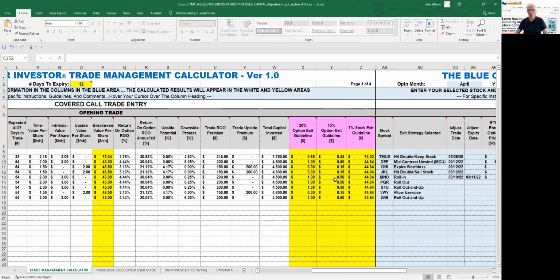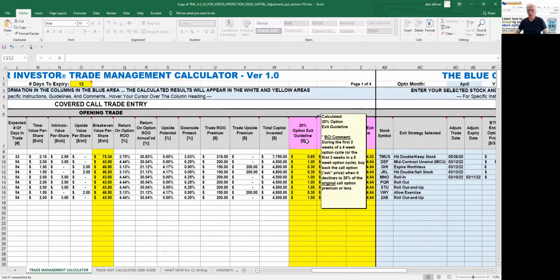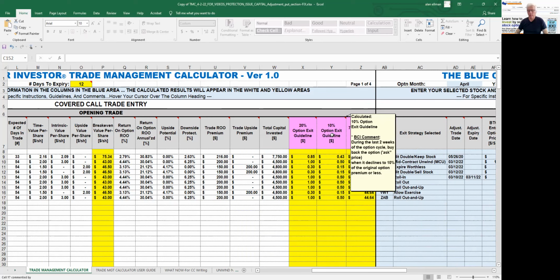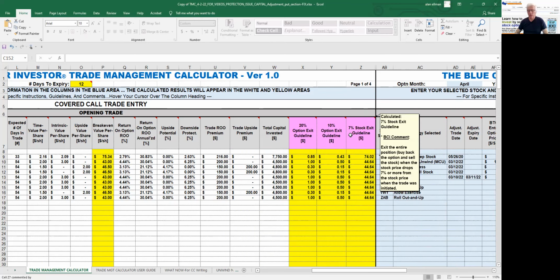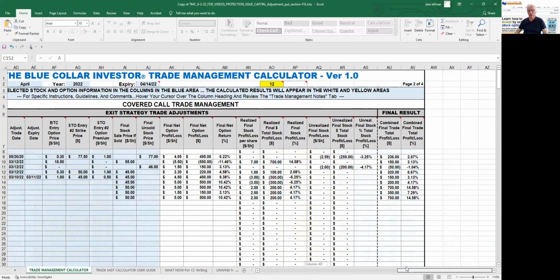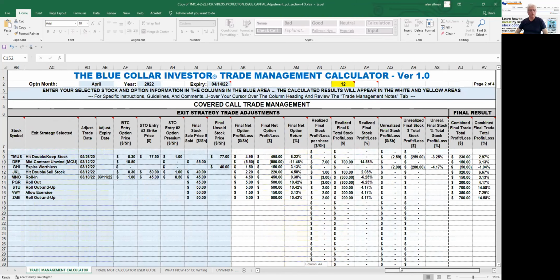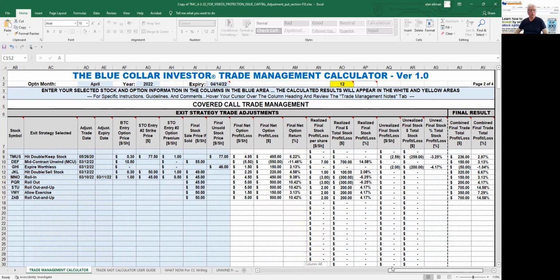Now, in addition to that, you will have your exit guideline price points. For covered call writing, it's 20% guideline. You have an explanation here, 10% guideline, and 7% stock exit guideline. So all that information is in section 2 and is the result of our entries into section 1, which was the initial structuring of the trade. Okay, there's 4 sections left to right. That was section 2. So let's move over now to section 3.